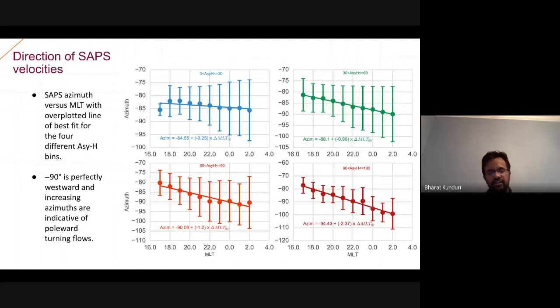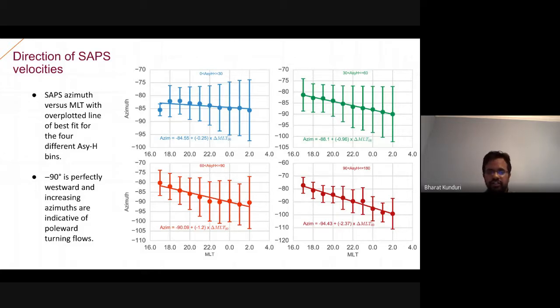So how about the direction of SAPS velocities? This is again presenting SAPS azimuth versus MLT for 4 different DST index bins. Here, minus 90 degrees indicates velocities are perfectly westwards, and increasing azimuths indicate flows that have an increasingly poleward component to them. In other words, if there is a higher slope, that means SAPS flows are increasingly polewards, or turning polewards as you move towards the dusk sector. And you can see that feature is much more consistent with disturbed geomagnetic activity levels. And SAPS flows have a significant poleward component on the dusk side.